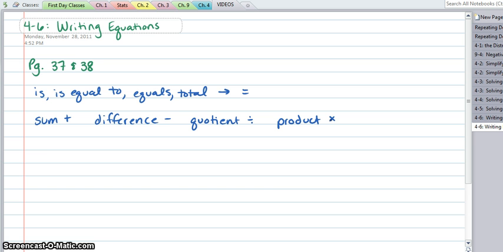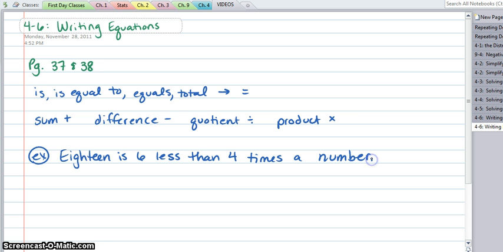Okay, let's go ahead and start with a couple of examples. So for example, let's say we have 18 is 6 less than 4 times a number. We're going to break everything down. The first thing I would like you to do is to define a variable. What don't you know? What are you missing? In this case, we don't know the number, so let's set n equal to that missing number.